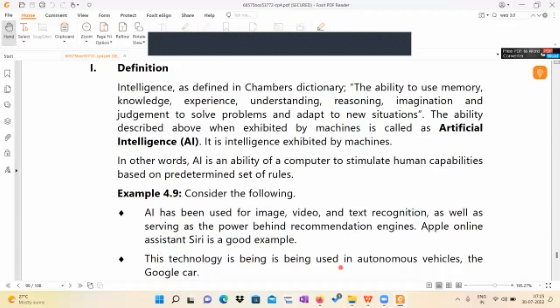Suppose you want to find the nearest restaurant, and you say you want the nearest restaurant, it will show the restaurants surrounding you, and accordingly you will adapt. Accordingly, you will take the decision.